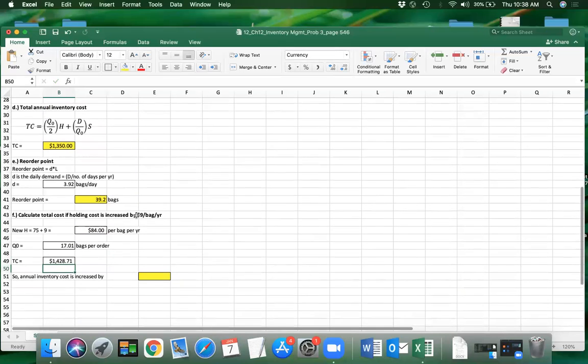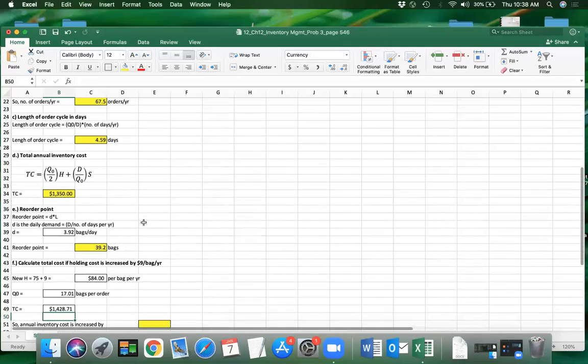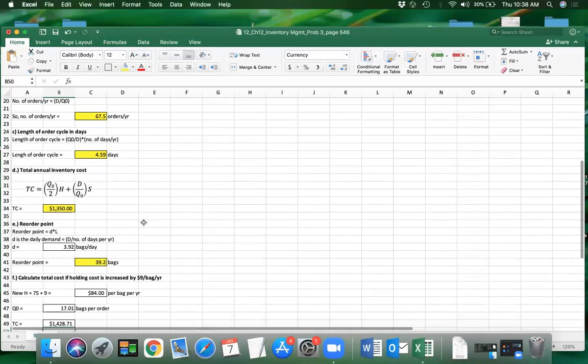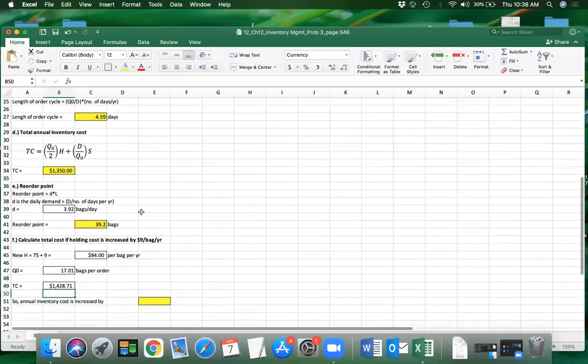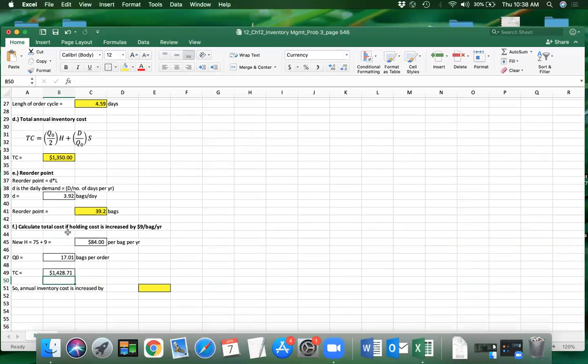So for 17 bags per order economic order quantity, my total cost is 1428. For 18 bags per order economic order quantity, my total cost was 1350. So if the carrying cost or the holding cost goes up by $9, it looks like it will increase my total inventory management cost for the year. So how much is that increase? That should be equal to this figure minus this figure here. So my inventory management cost will go up by roughly $78 or maybe $80.